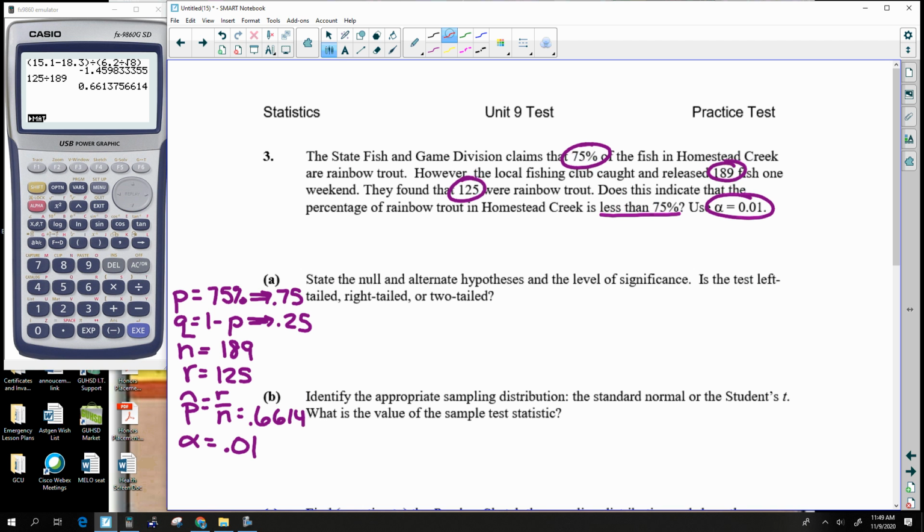Okay, here we go. The null hypothesis says that the probability is equal to 75%. However, we just did a sample and we're showing that it's 66%. So maybe the probability is less than 75%. That's what the question is asking. Okay, we want our alpha to be 0.01, and this arrow is pointing to the left, so again, this is a left tail.